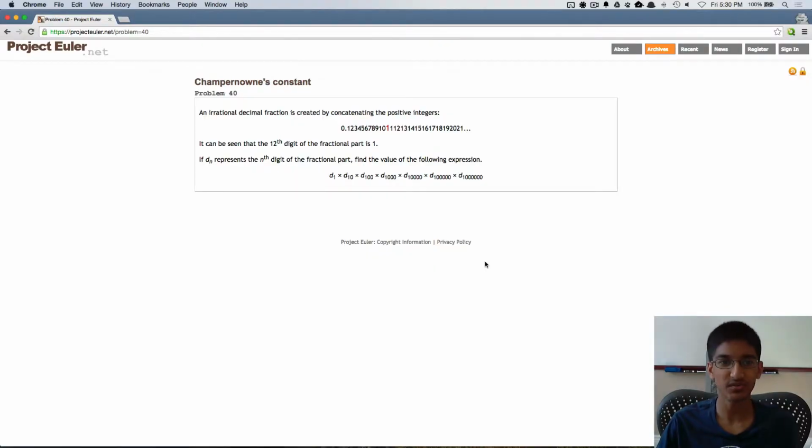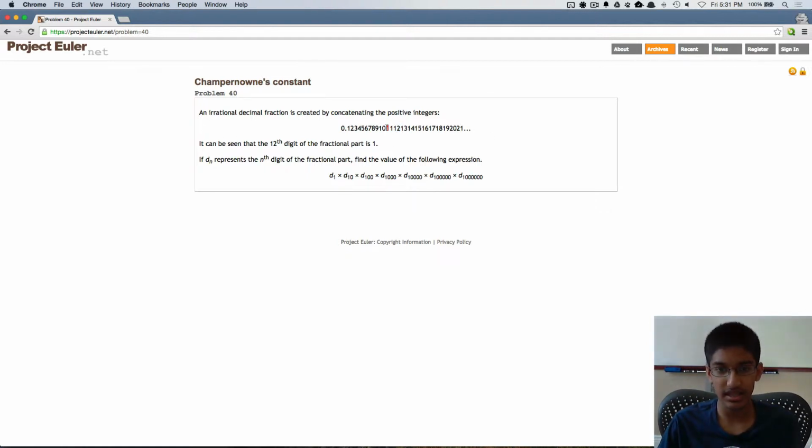Hi, today we're solving problem number 40. We're given an irrational decimal fraction created by concatenating the positive integers. So here we have a decimal. So we have 1, 2, 3, 4, 5, 6, 7, 8, 9. And then we have 10, 11, 12, 13, and it goes on like that.